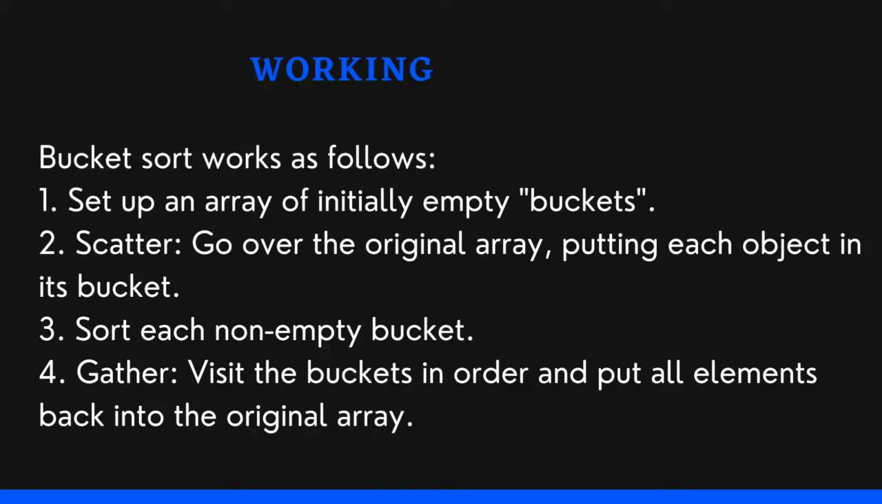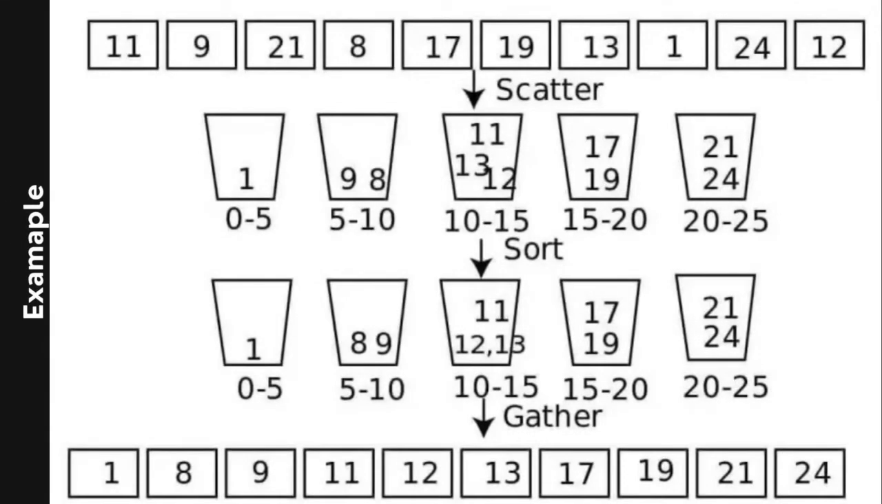Let's see more examples in order to understand the bucket sort working process well. Example 1. In the given array, we can see all the elements are unsorted. So in order to sort using bucket sort, let's see how we run the process. First of all, we scatter all the elements into the necessary buckets. If you observe the buckets, they were assigned certain ranges: 0 to 5, 5 to 10, 10 to 15, 15 to 20, 20 to 25. And each of the elements was assigned to its particular bucket.